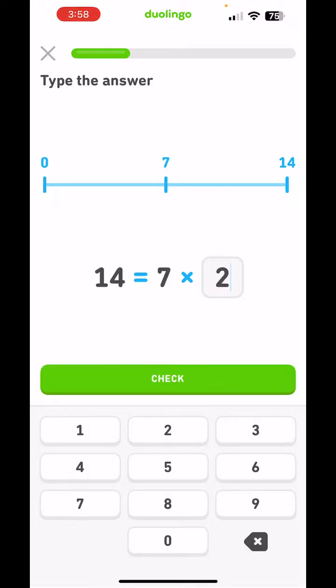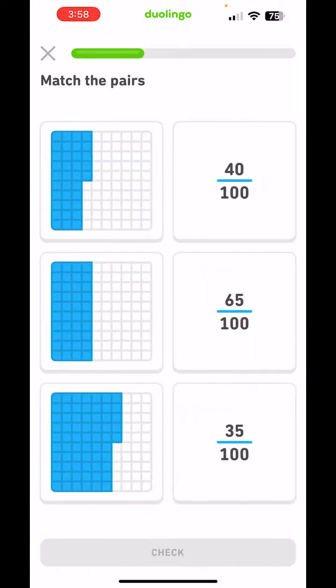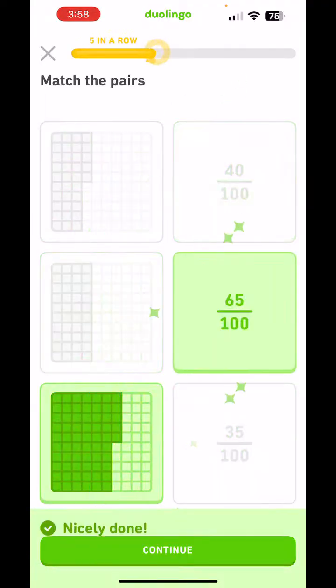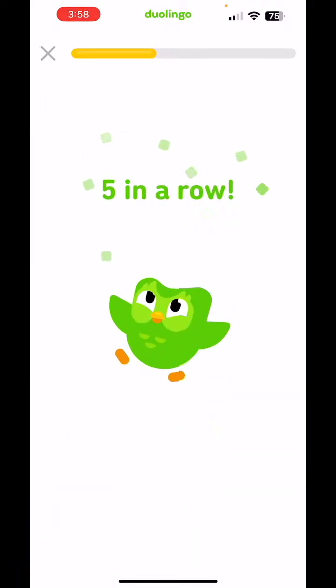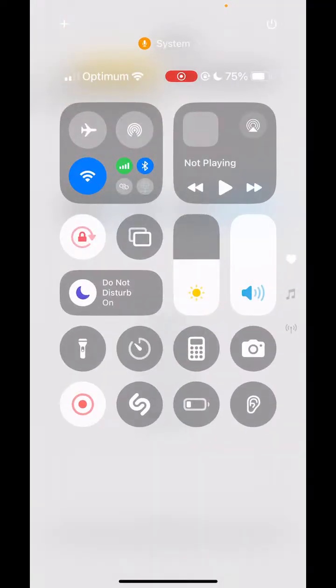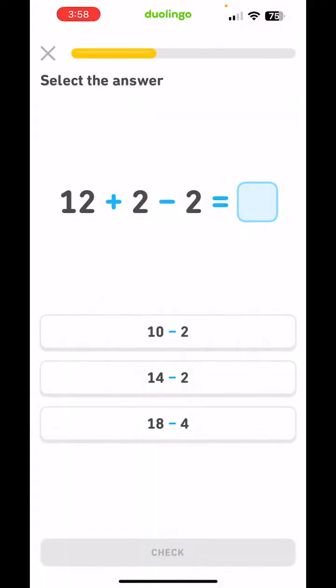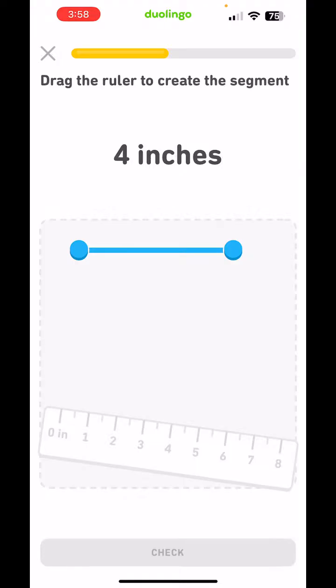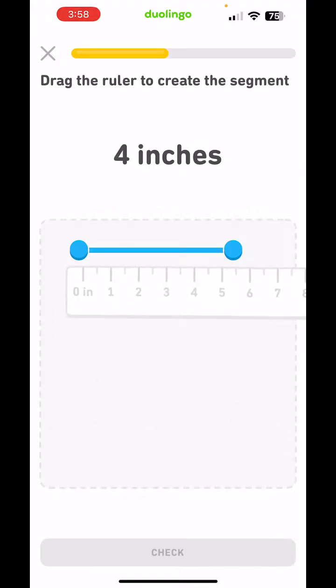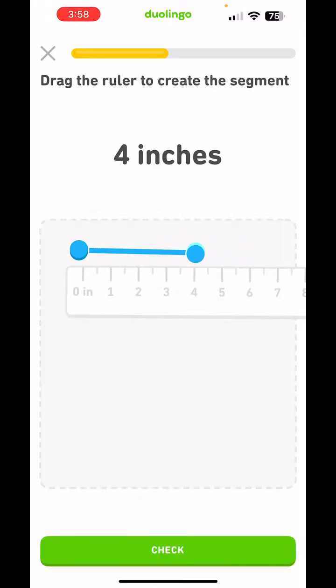7 times 2 is 14. All right, we have 35, 40, 65. Just gonna change the speaker so I can hear better. 12 plus 2 is 14. Oh, wait, what are we doing? So select the answer. 14 minus 2. Okay, yeah, there we go. Drag the ruler to create the segment 4 inches. Okay, I'll just put you like right here.